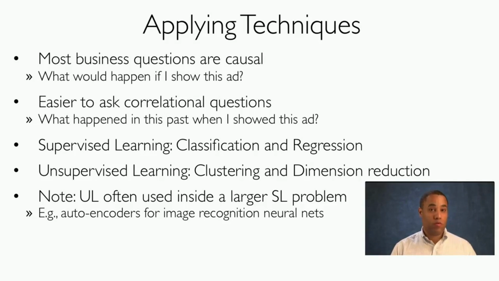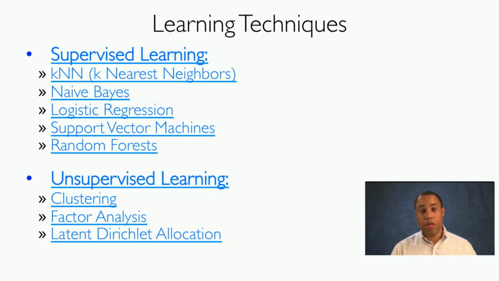Now, there are two different forms of learning that are interesting for big data. There's supervised learning, which is classification and regression, and there's unsupervised learning, which is clustering and dimension reduction. Oftentimes we use unsupervised learning inside a larger supervised learning problem. So for example, autoencoders are used for image recognition neural networks. Now, here are some examples of the different learning techniques that we might try to apply. They fall, again, into the categories of supervised learning and unsupervised learning.